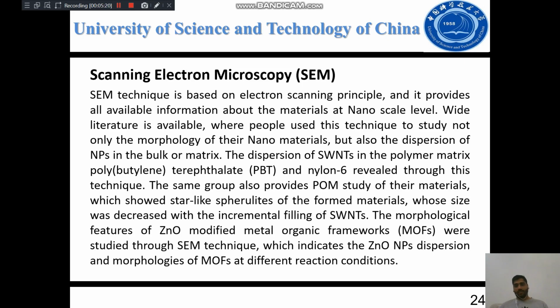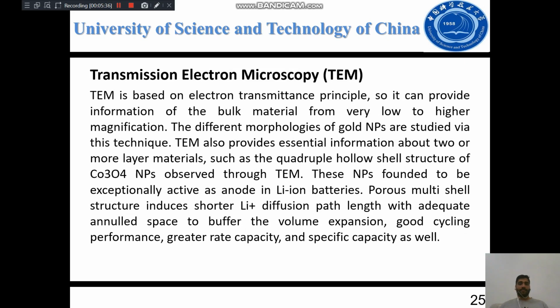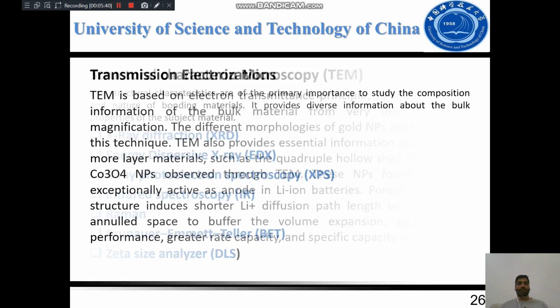The technique is based on the electron scanning principle. It provides valuable information about the material at the nano level scale. Wide literature is available where people use the technique to study not only the morphology of nanomaterials but also the dispersion of the nanomaterial in bulk and matrix. This is the basic principle and technique of transmission electron microscopy.